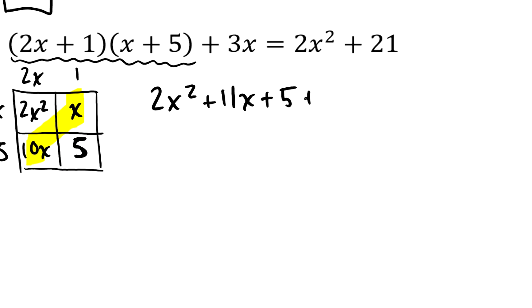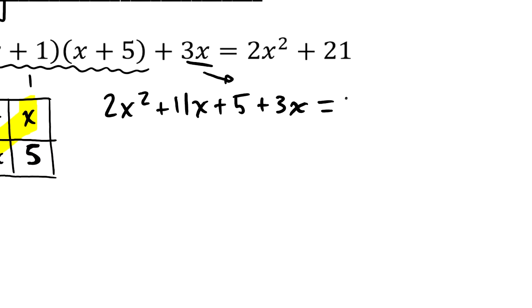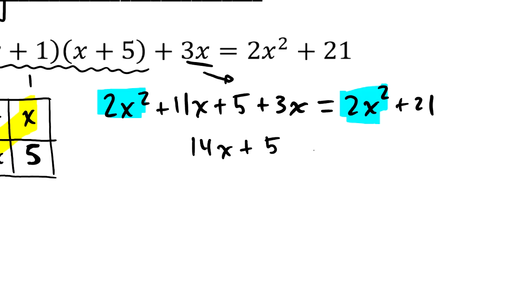Let's continue with the equation. So there is a plus 3x that I need to make sure I don't forget and write down. And then on the other side, this equals 2x squared plus 21. So the happy news is that on each side I've got a 2x squared, right? So I'm going to subtract that from each side, which makes the equation a little easier to deal with. Also, I'm going to combine the 11x and 3x and write that as 14 times x. So I've got 14x plus 5 equals the number 21.